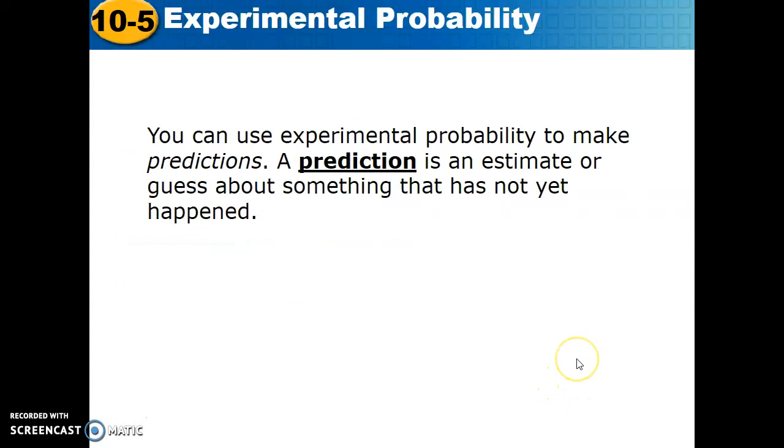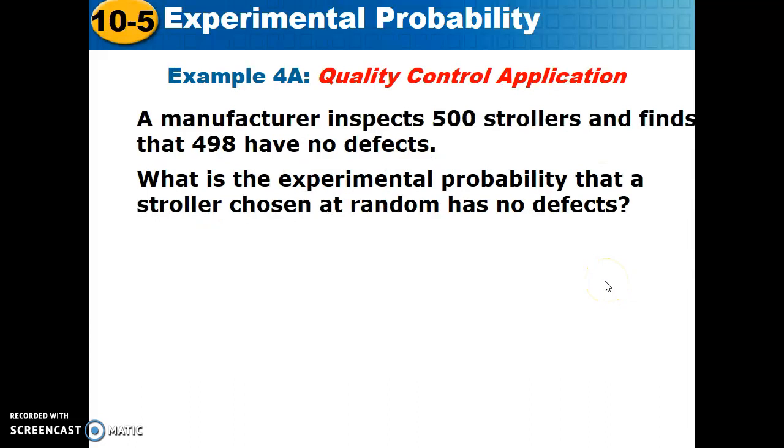You can use experimental probability to make predictions. A prediction is an estimate or a guess about something that has not yet happened. Example 4A. A manufacturer inspects 500 strollers and finds that 498 have no defects. What's the experimental probability that a stroller chosen at random has no defects? Well, we're not going to go in and run the experiment. We're not going to pick out a stroller and see if it does. We're going to go with this statistic up here.